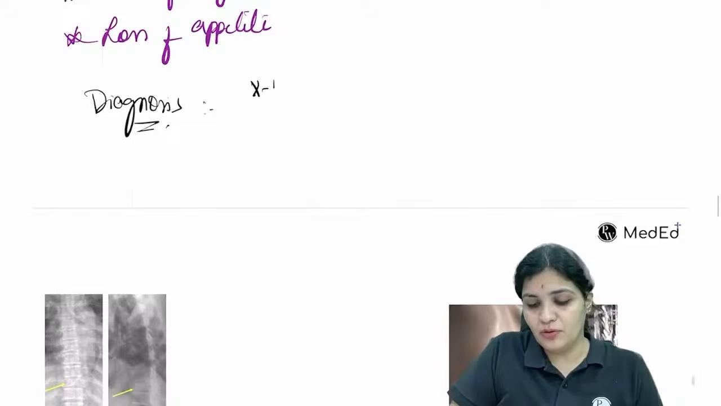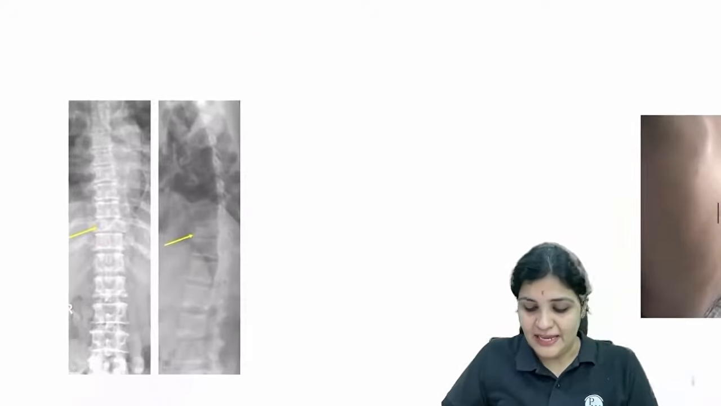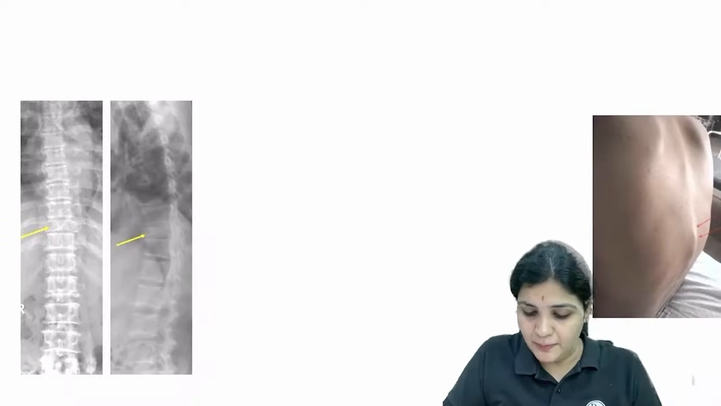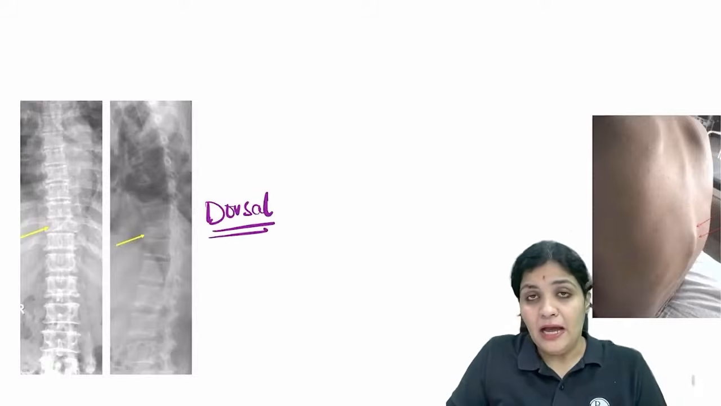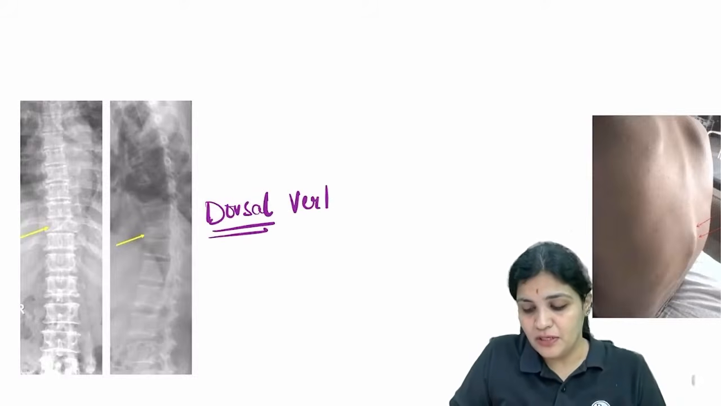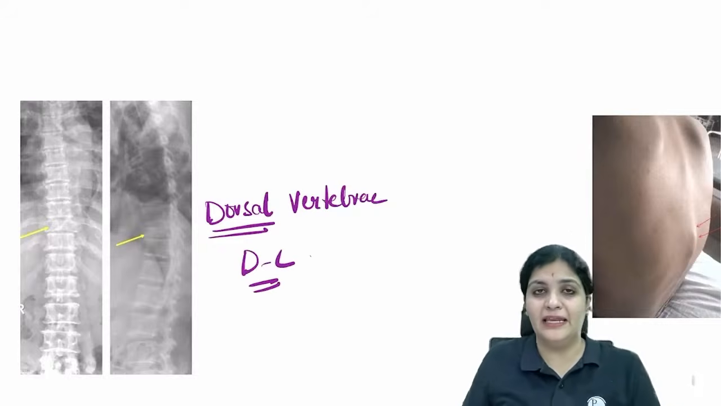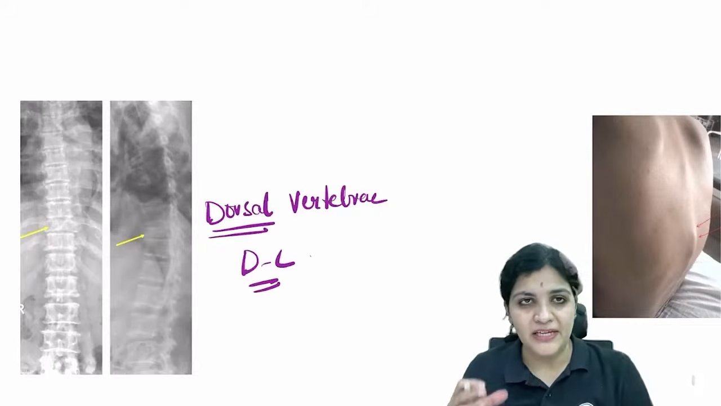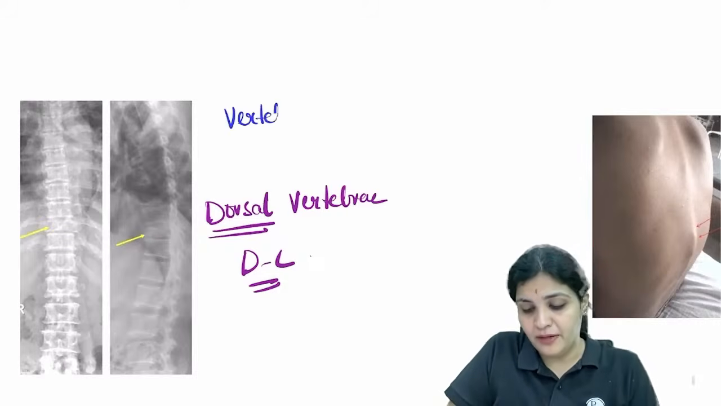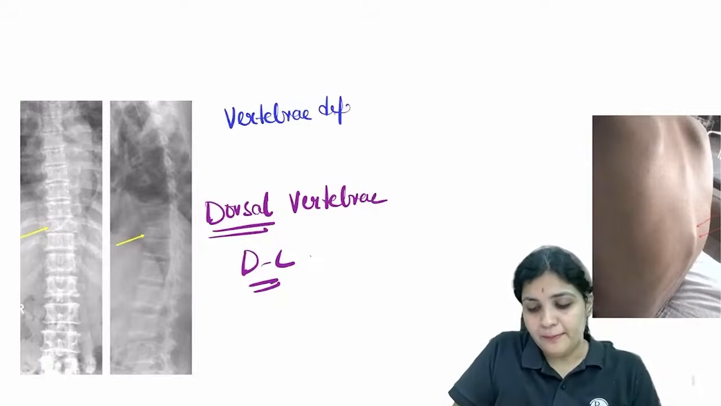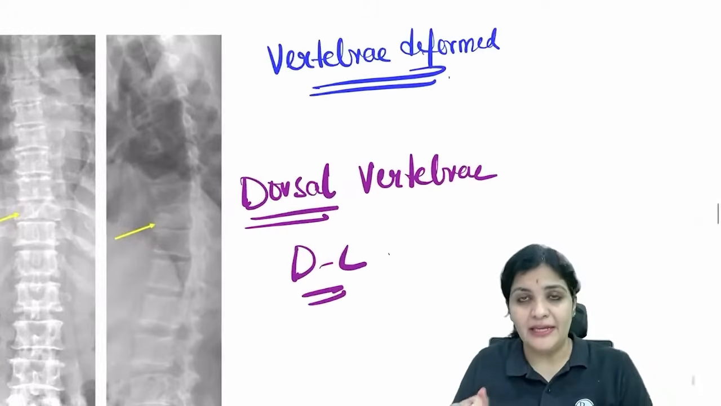The first thing you do is order an x-ray, right? So the patient will present with an x-ray, and you can see that this is a typical presentation. The most common place where it presents is the dorsal vertebrae, especially the DL spine, the dorsolumbar area, is the most common where the TB is present. And now you can see the vertebrae is deformed, right? Because there is a lot of bone destruction which is happening, so the vertebrae is deformed here.